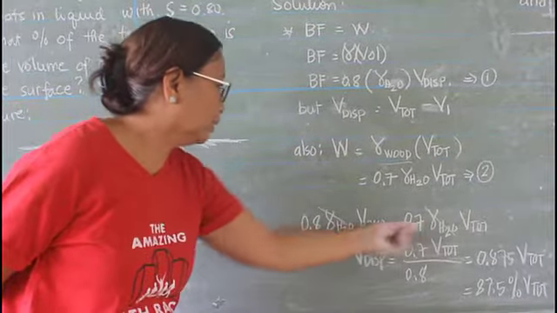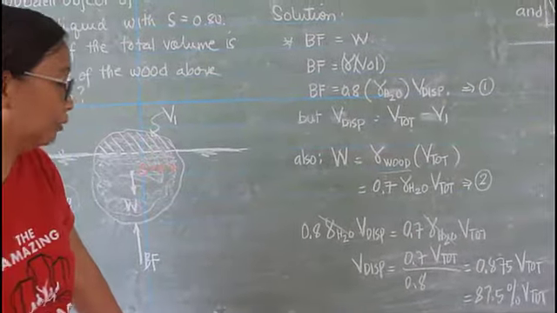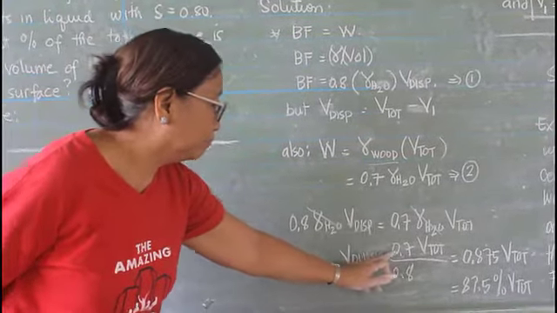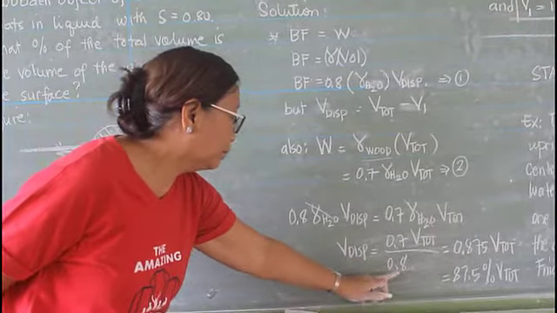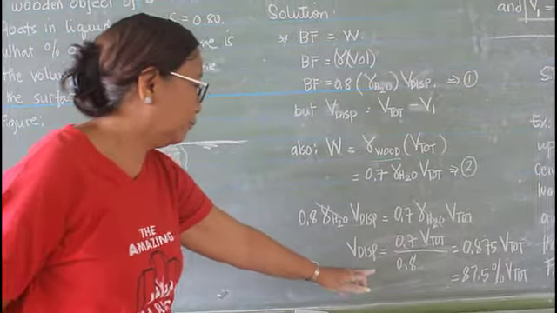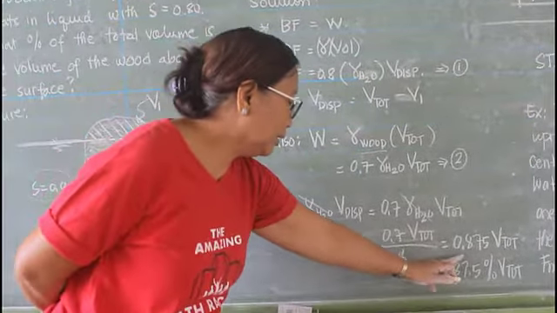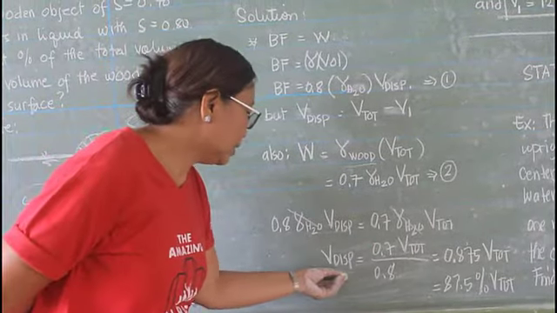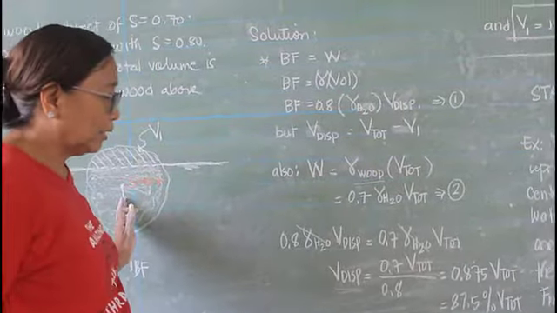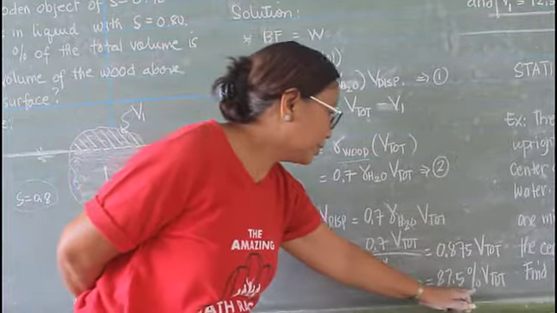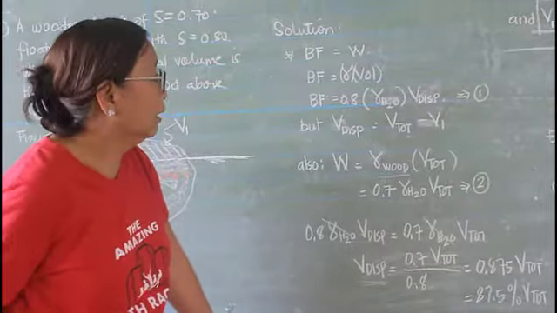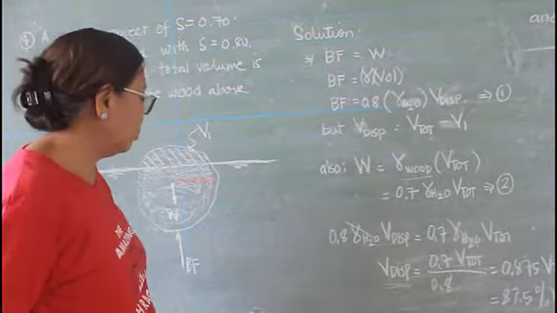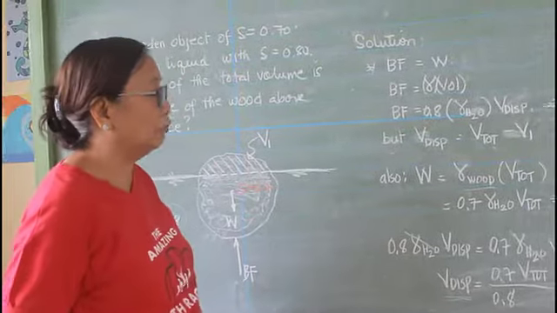Ayun. So, we cancel the unit weight of water. Now, the volume displaced is equal to 0.7 of the volume total divided by 0.8, the specific gravity of the fluid. So, that is 0.875 of the total volume. So, yung na-displaced daw ng object na yon is 87.5% ng total volume ng object. Yun lang yung na-displace. So, hindi lahat ng kabuuan ay na-displace ng fluid.